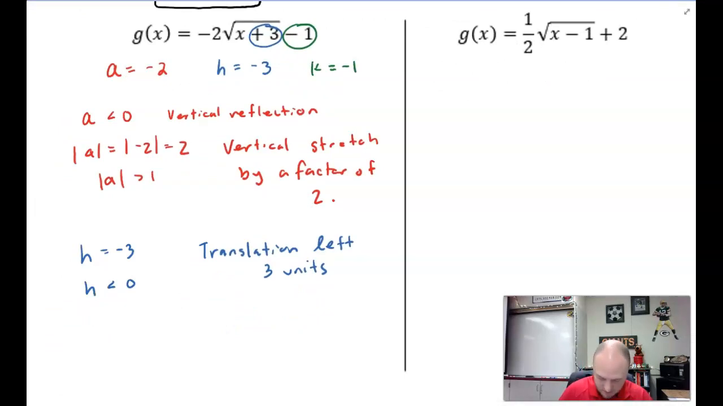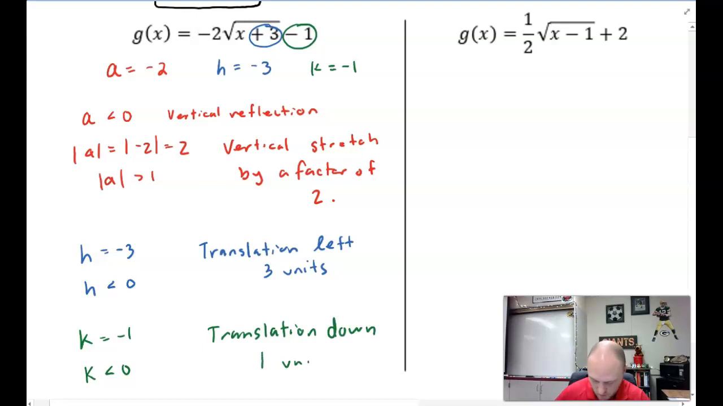And then lastly, we have k. Our k value is -1. So again, since k is less than 0, we have a translation down. How many units? 1 unit. Again, no need to say the negative there. Alright, so there's example number 1.